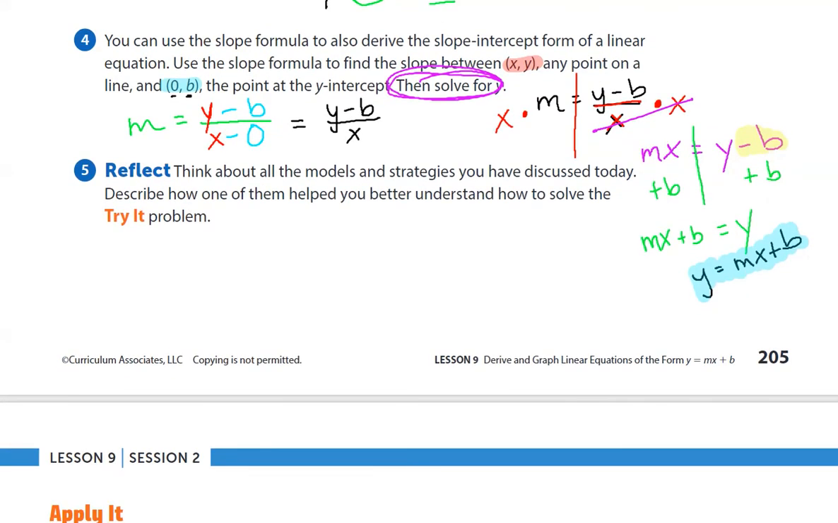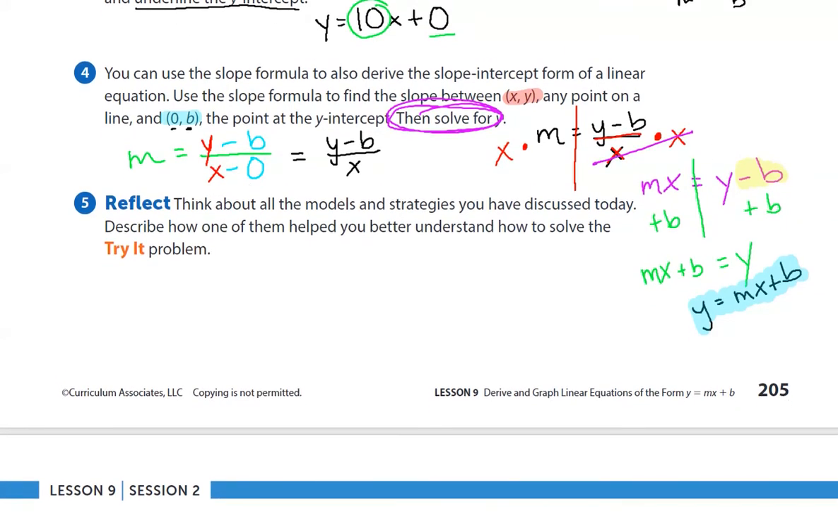Okay, number 5 is for you to do. Go ahead and reflect. Think, what was the part of the lesson that made the most sense to you? Describe how one of the concepts we went over helped you to better understand how to solve the try-it problem. Go ahead, pause, and then unpause when you're done, and we'll do some practice together.